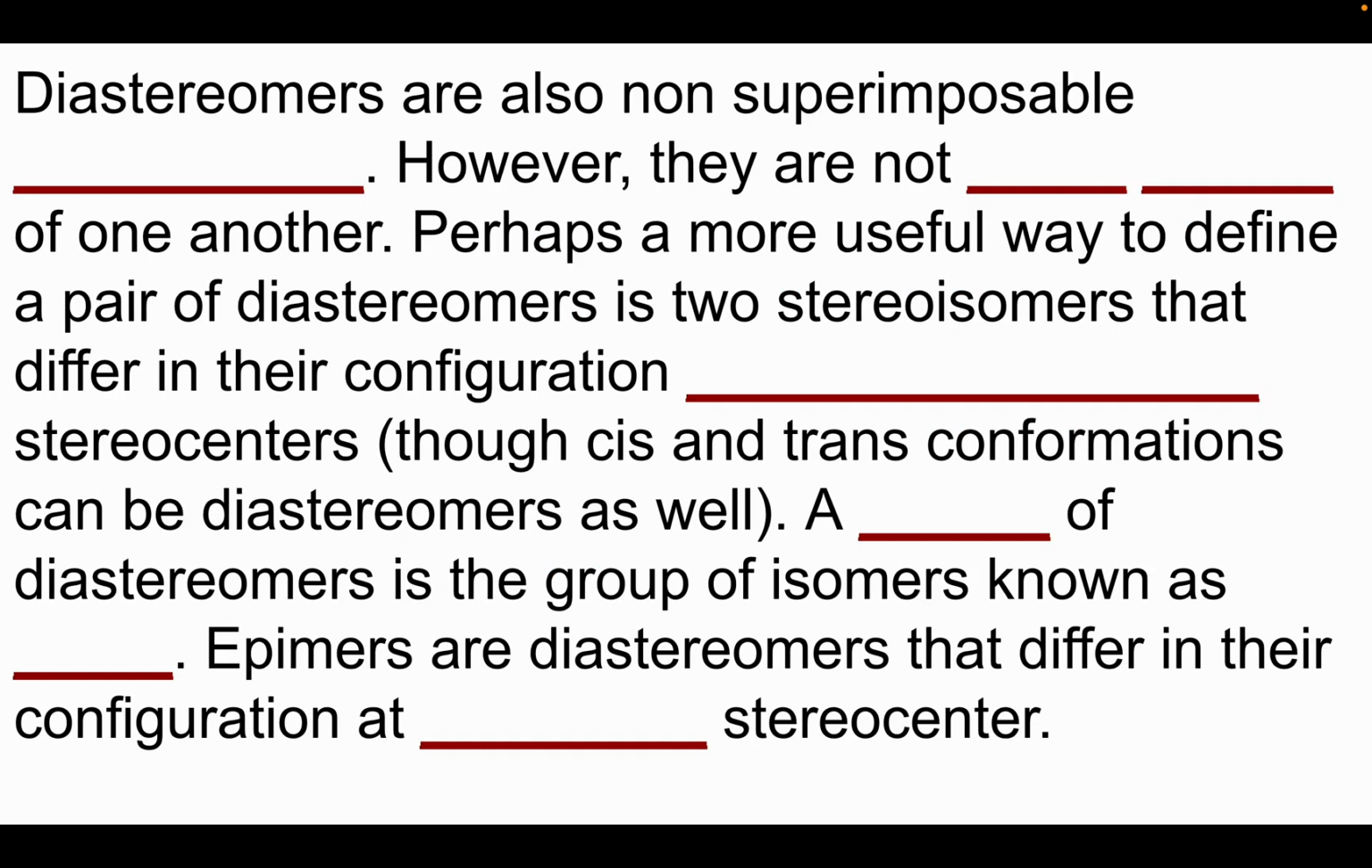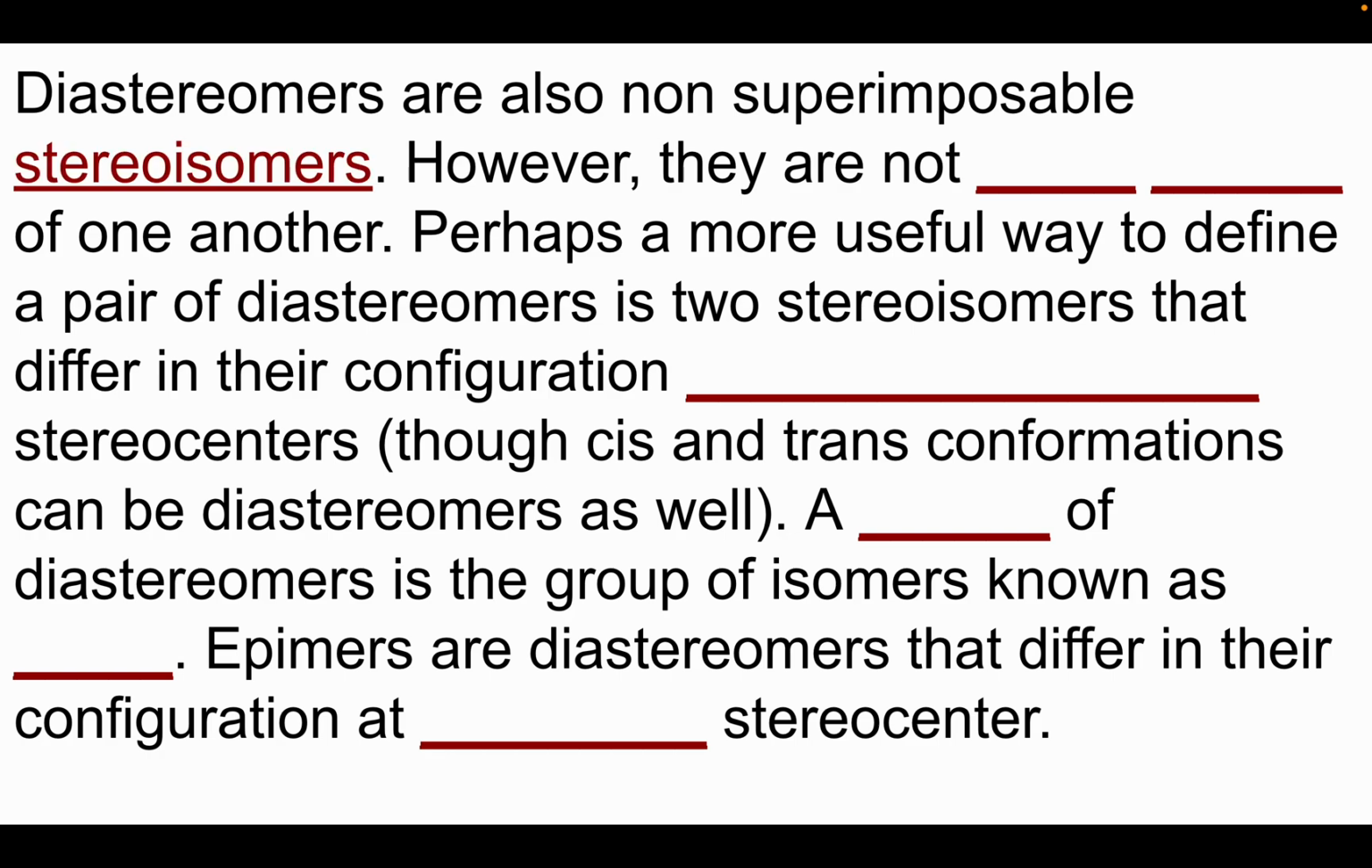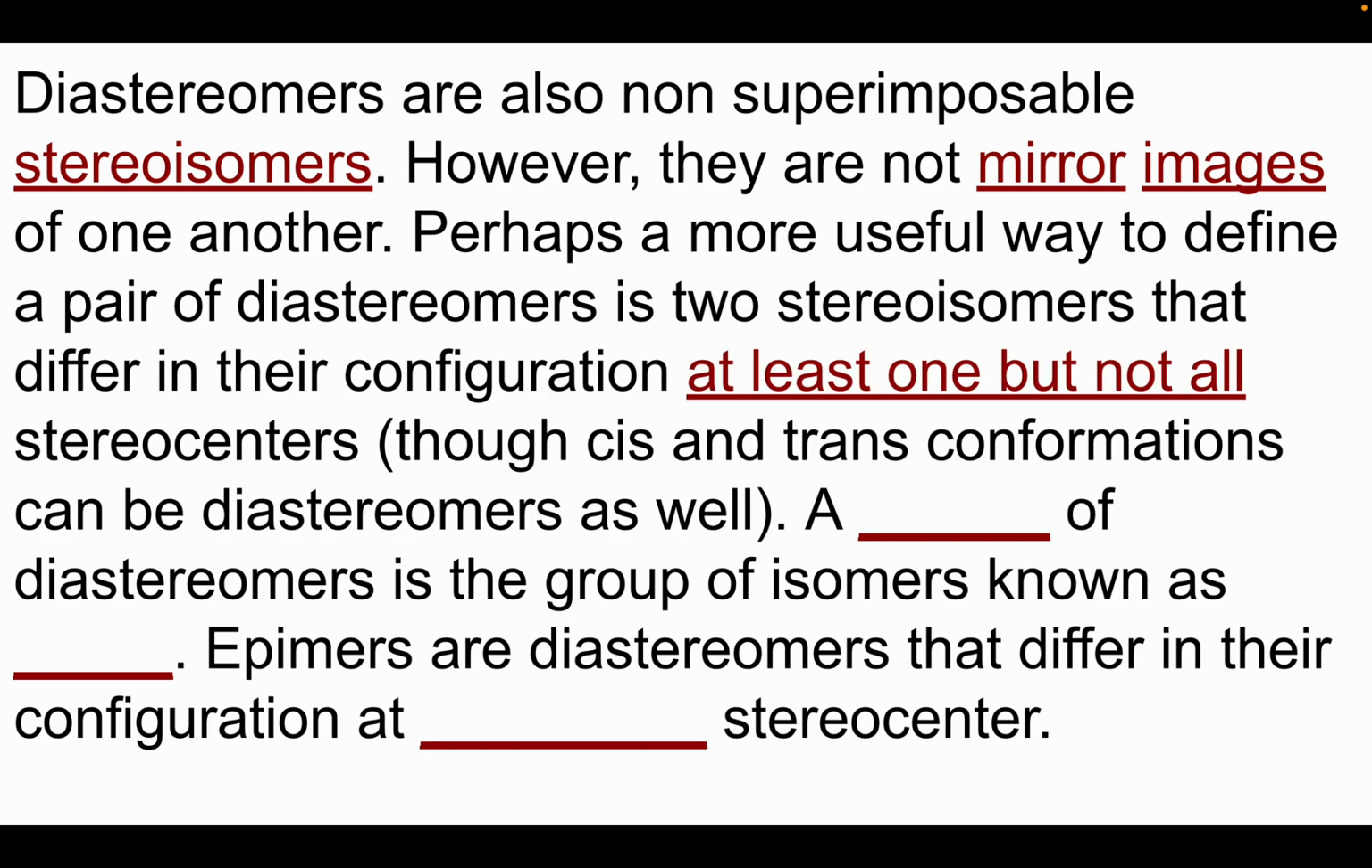Okay, next let's talk about diastereomers. Diastereomers are also non-superimposable stereoisomers. However, they are not mirror images of one another. Perhaps a more useful way to define a pair of diastereomers is two stereoisomers that differ in their configuration at least one but not all stereocenters. So some of their stereocenters are different, but not all of them, if that makes sense.